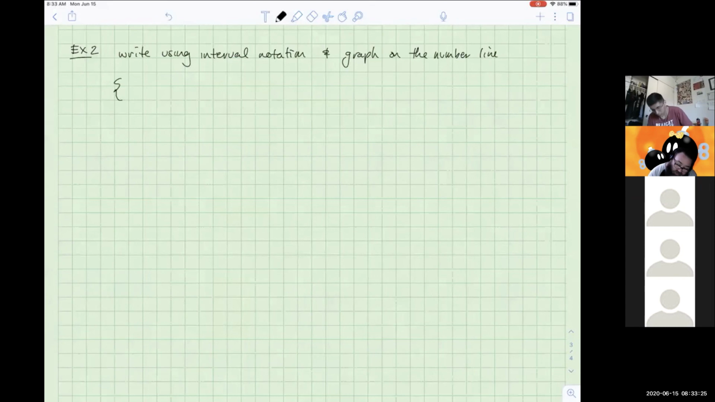And we have the set x such that x is less than 3 or x is greater than or equal to 2. Now, this is easy enough to graph. Let's start with the graph here. Here's negative infinity. Here's positive infinity. And oops, I'm sorry. X is less than negative 3. That should be a negative 3. My bad. So over here on the left somewhere is negative 3. Over here on the right is 2.